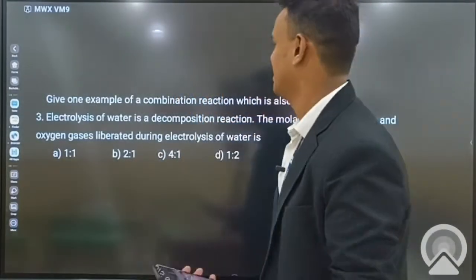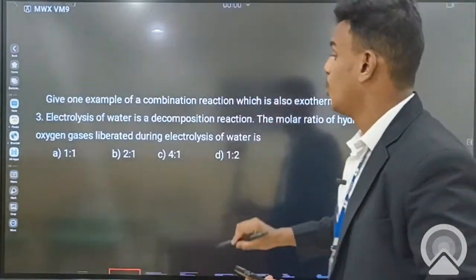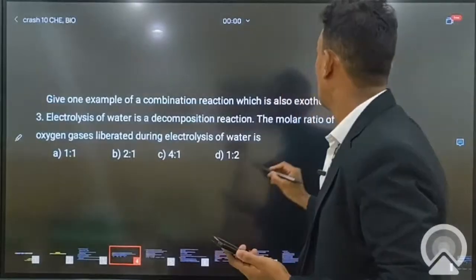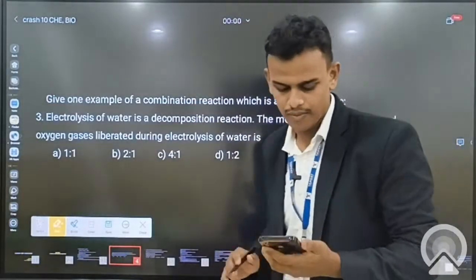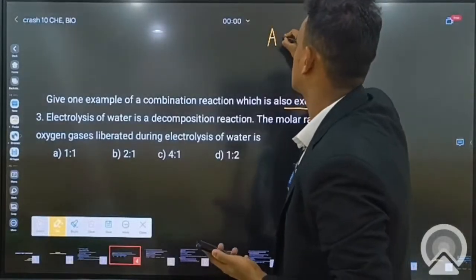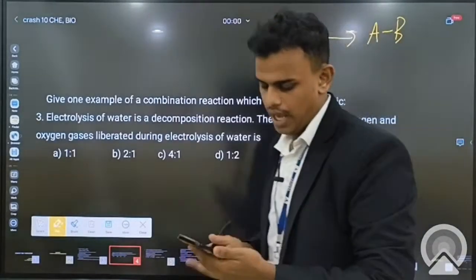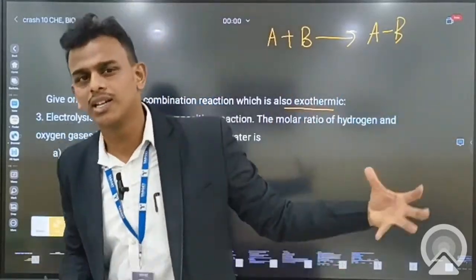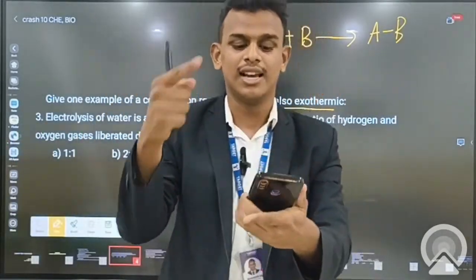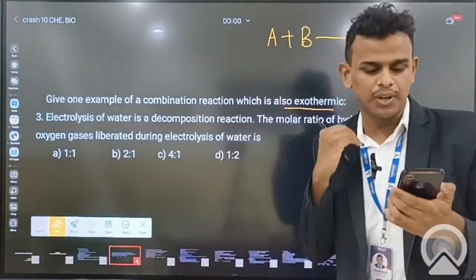Okay, fine. So the second question: give one example of a combination reaction which is also exothermic. So your reaction must be combination. Combination means what? A plus B gives AB. A is something, B is something. You are combining A and B and forming a bond between A and B. That is combination. And it should be exothermic, which is the simple reaction.